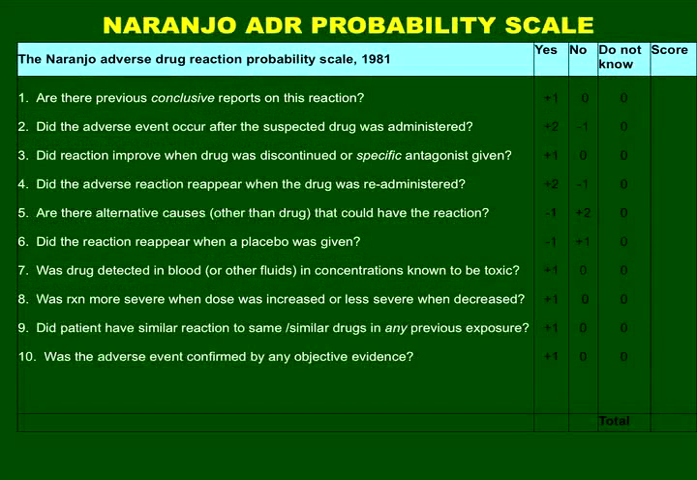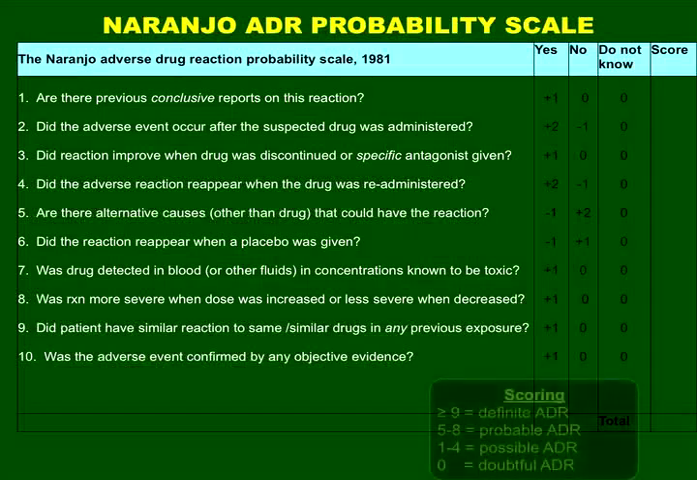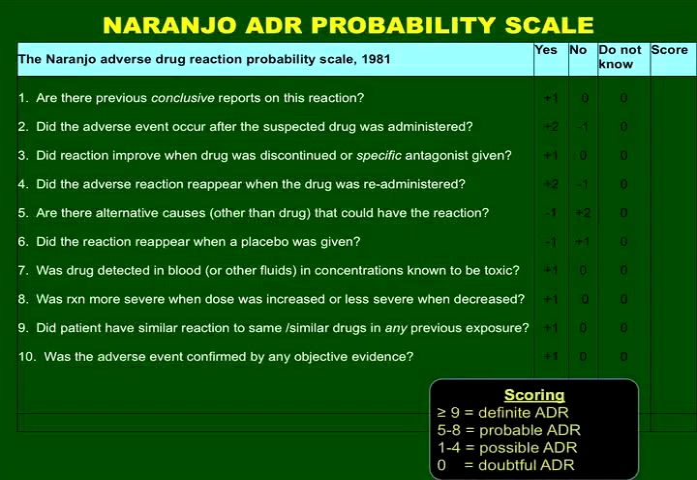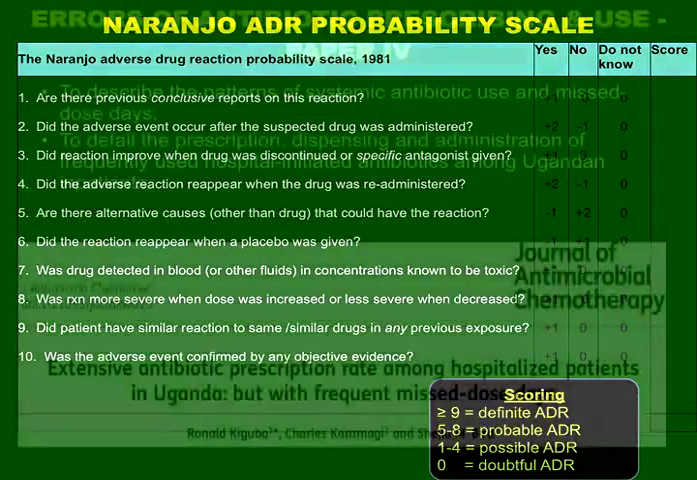Now, focusing on the tool for measuring these ADRs, it's a 10-question algorithm that gives a score for each question, and down there is where you'd have the total score. And so if you have 1 to 4 as your score, then there's a suggestion of the possibility of an ADR. However, if you have a score of 9 and above, that is a definite ADR.